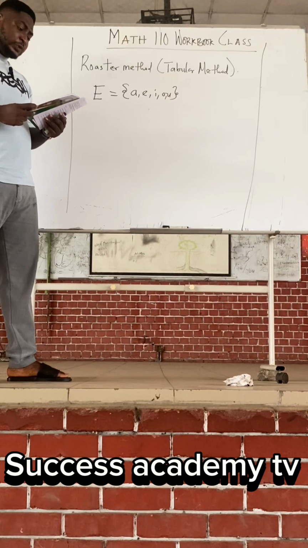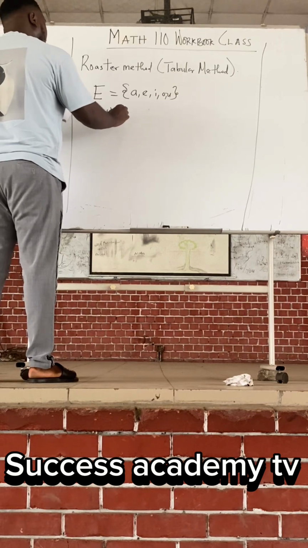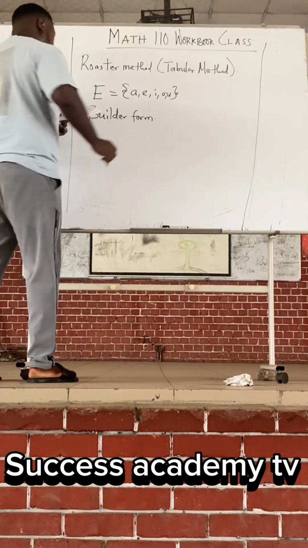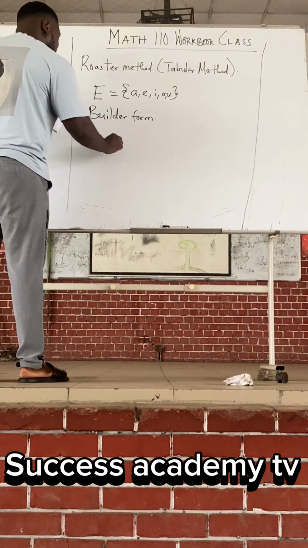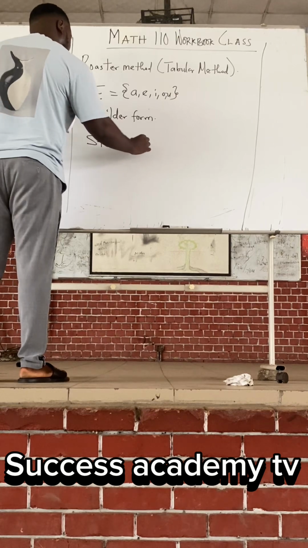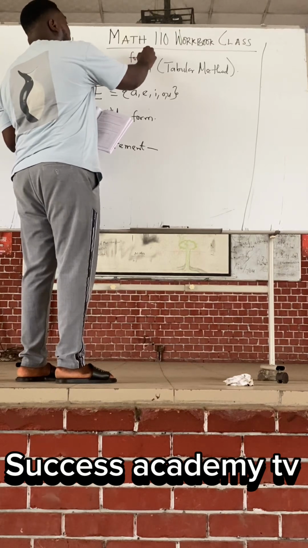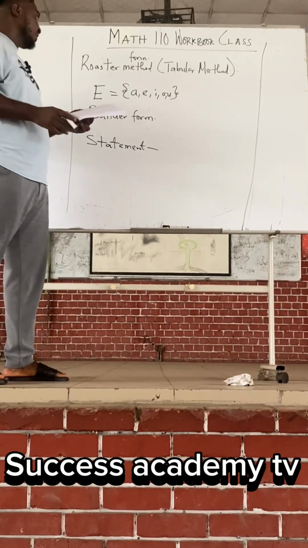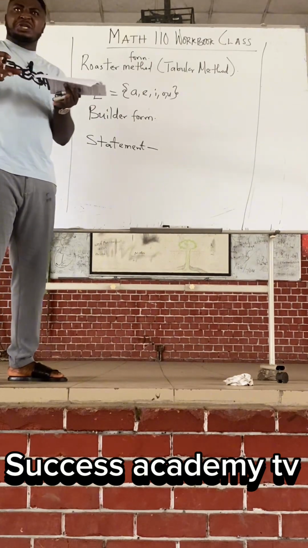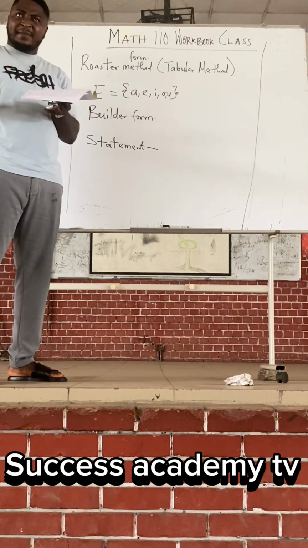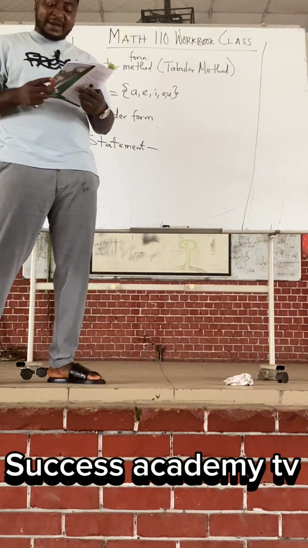So we call this roster form, but we have another form called the builder form. Sets can also be classified in the builder form, and then in the statement form. In the roster form, the members of the set are listed out outrightly. In the builder form, you are given either a bit of algebra or something that you need to figure out before you discover the members. And in the statement form, a statement is made that can help you discover the members of the set.